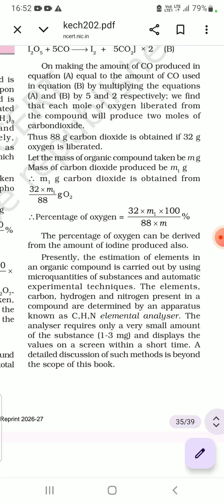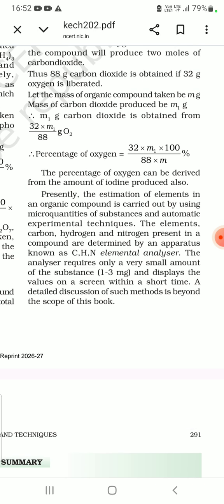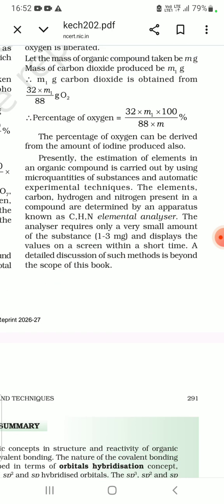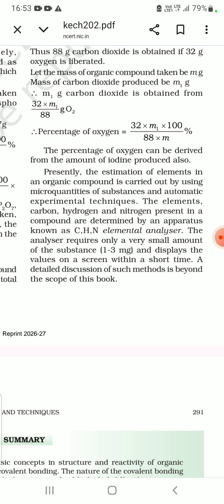And next, presently the estimation of elements in organic compounds is carried out using micro quantities of the substances and automatic experimental techniques. The elements carbon, nitrogen and hydrogen present in the compound are determined by the CHN apparatus, which is an elemental analyzer. The analyzer requires only a very small amount of the substance, 1 to 3 milligram, and displays the values on the screen within a short time.